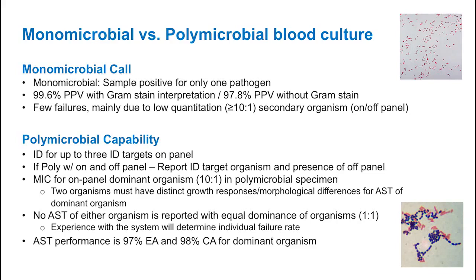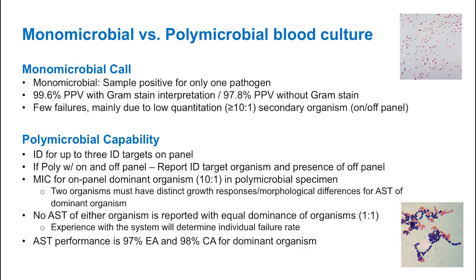Okay. So you can ID up to 3 ID targets on the panel, but if it's a polymicrobial sample with on and off panel organisms, it will report the ID target organism, and it will alert you that there is another organism present. And that can help very much with our stewardship efforts. It will do the MIC on the predominant organism. If there's not an organism in predominance, it will not provide you with a susceptibility, but it may provide you with organism identification. And then you would have to do offline susceptibility testing.